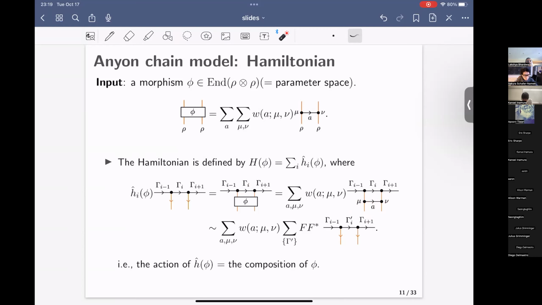And then by doing the F move around here and here, we end up with the final expression. In this last expression, this F symbol comes from the F move around the left vertices, and this F symbol comes from the F move around the right vertices. In this expression, I am a bit sloppy about the indices of these F symbols, and that's what I mean by this tilde. But it is not difficult to restore the indices of these F symbols correctly.